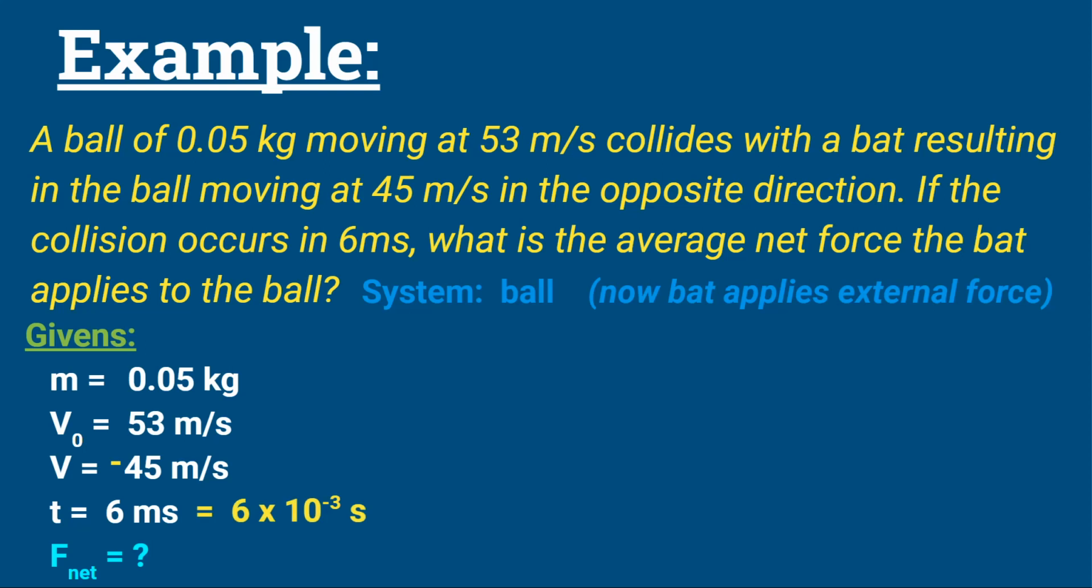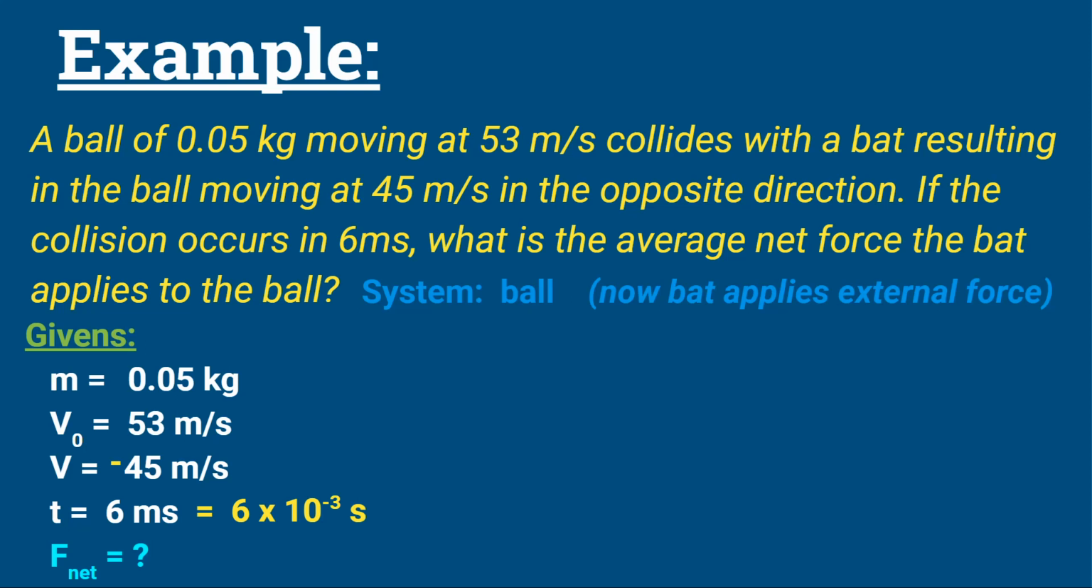All right, the other thing I need to do for my calculations is I cannot use milliseconds in the calculation. I need to get that into seconds instead. There are 1,000 milliseconds in a second, so 6 milliseconds is 6 times 10 to the negative third seconds. You can also put that just as a decimal if you don't want to use scientific notation, but you do need to convert it.